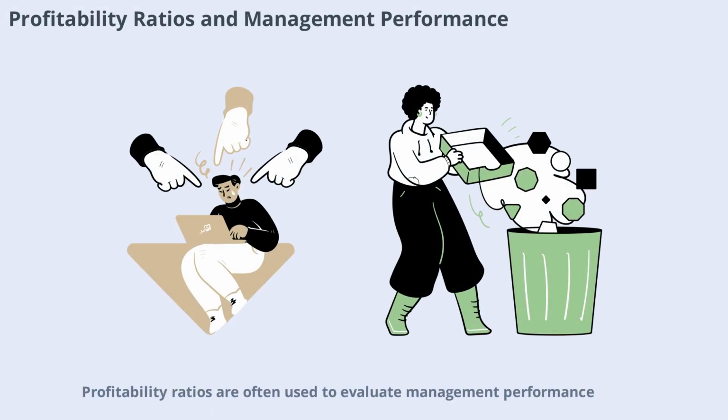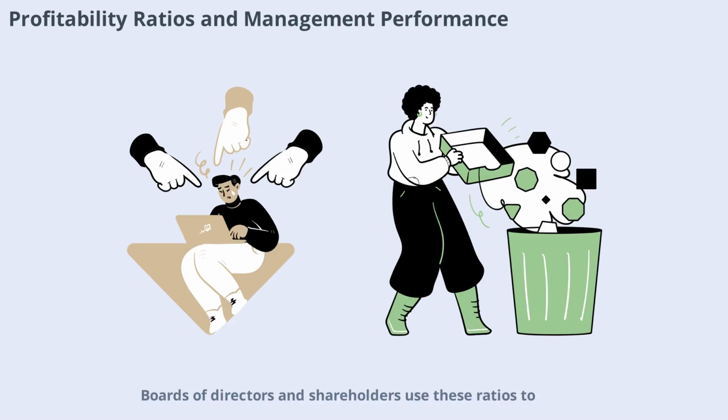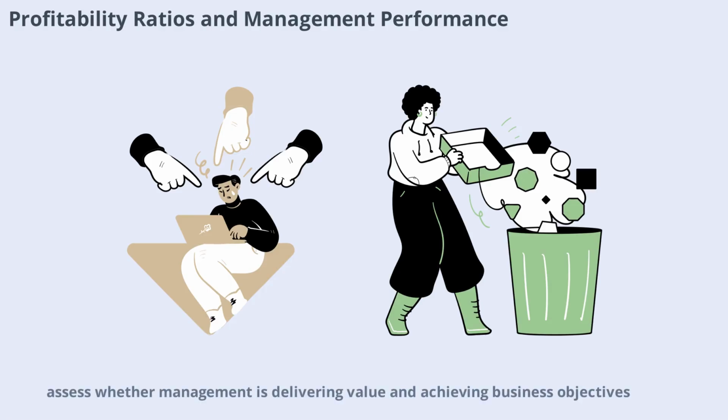Profitability ratios are often used to evaluate management performance. High margins and returns suggest effective leadership and sound decision-making. Boards of directors and shareholders use these ratios to assess whether management is delivering value and achieving business objectives.